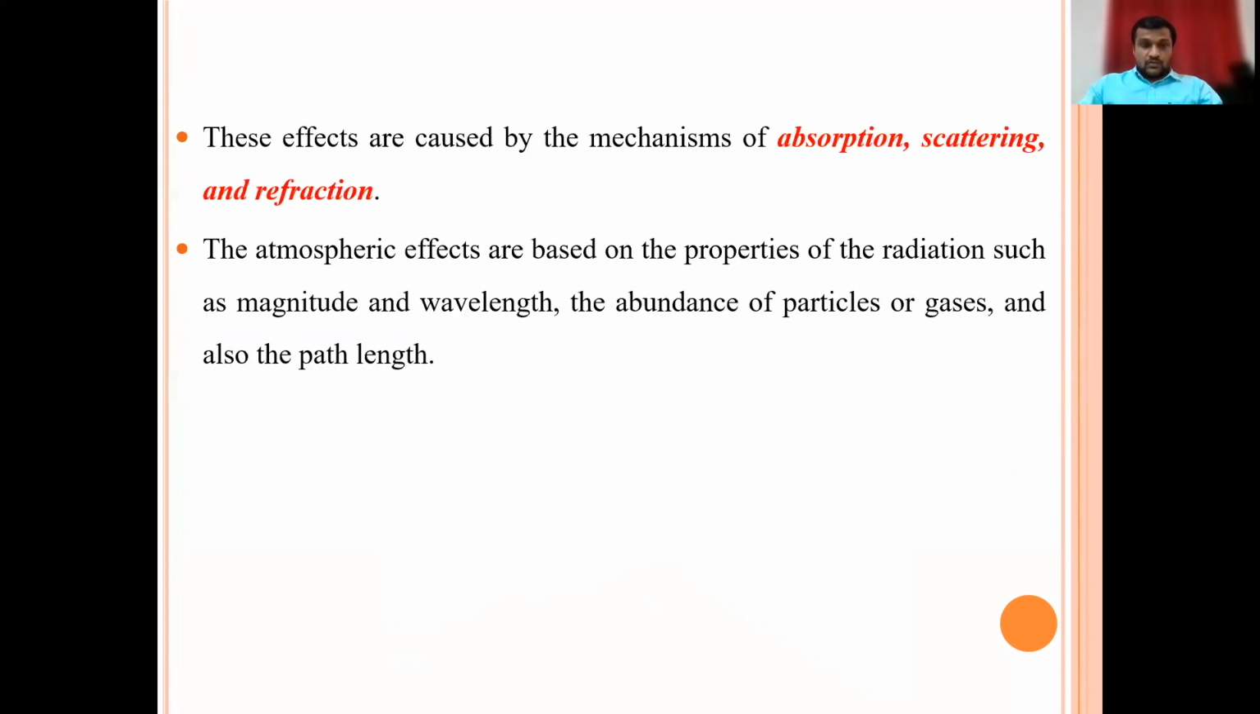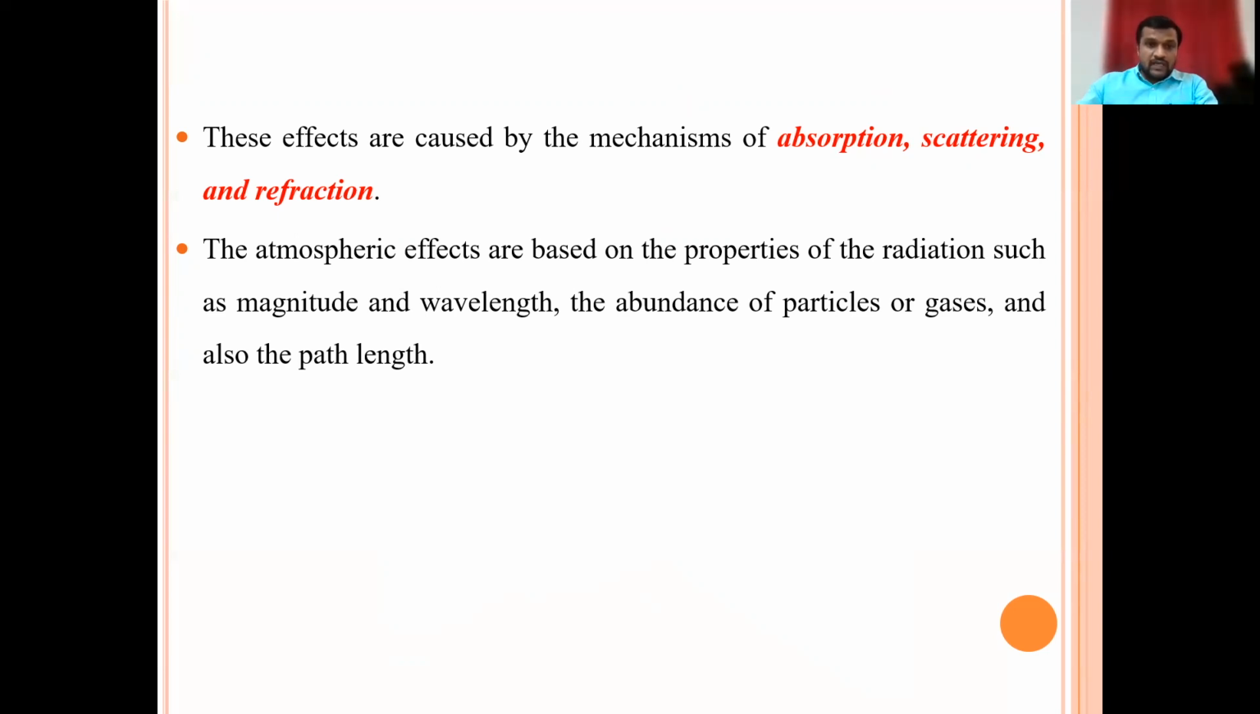Okay, so when the radiation passes through the atmosphere, there may be three mechanisms. Either the electromagnetic radiation will be absorbed by the atmospheric gases or particles, or it will be scattered in different directions, or it may be reflected by the target. It may also be reflected by the gases and particles.